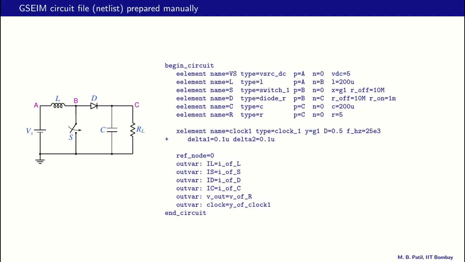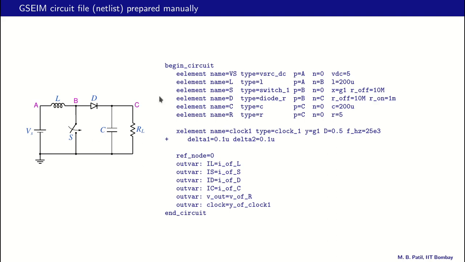Here is an example of a manually prepared netlist or circuit file. On the left we have a circuit which we are going to show to the user when we prepare the notebook, and on the right we have the corresponding circuit file. As we see, this circuit file is far more readable than the one that we saw, which was auto generated in the last slide.